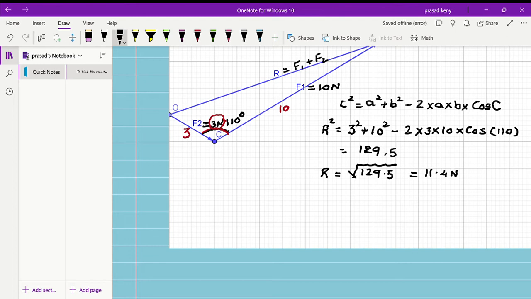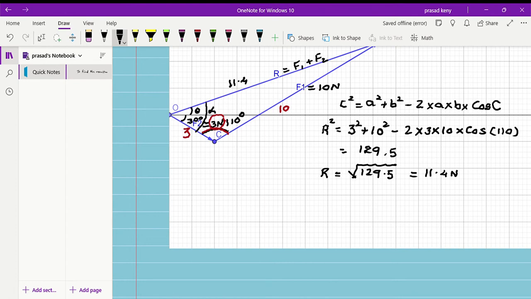Now I want to give the direction of this vector. The direction of the vector I can give by giving this angle theta, which the resultant is making with the horizontal. Now already we know that the force of 3 Newton is acting at an angle of 30 degrees below the horizontal. So what I'll do is find out this full angle and call it alpha.